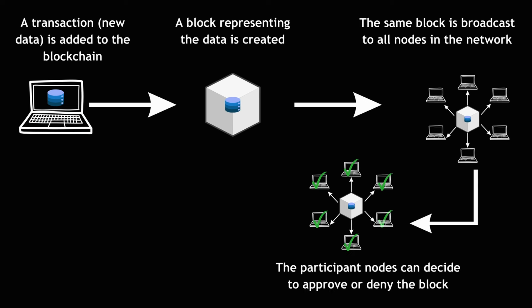And then we have the transaction being approved. Once the majority of the nodes approve the block, the transaction is verified. This approval means the network agrees the transaction is valid and hasn't been tampered with or duplicated.